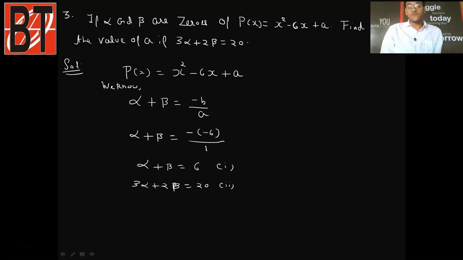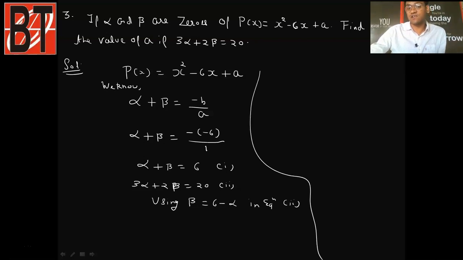Now students, we have two equations and two variables. The variables are alpha and beta, and we know the methods of solving these two equations and getting the values of alpha and beta. So students, just solve this by any method you want. Okay, so let me just use substitution now. Let us solve the two equations by substitution, using beta is equal to 6 minus alpha in equation number 2.